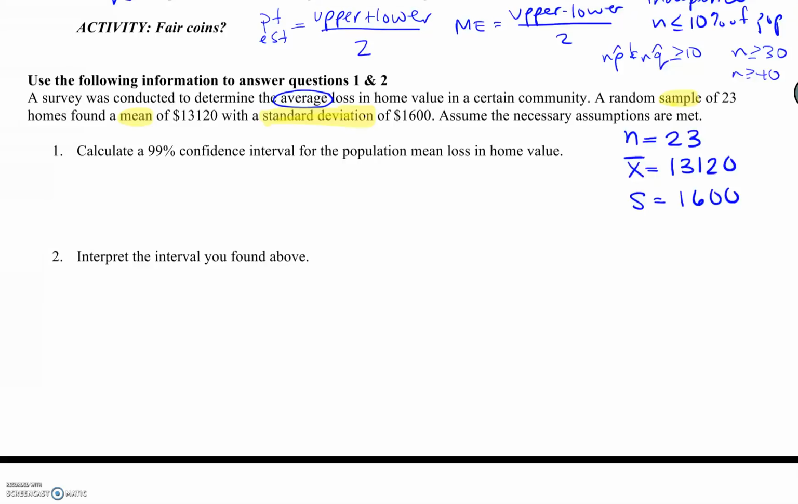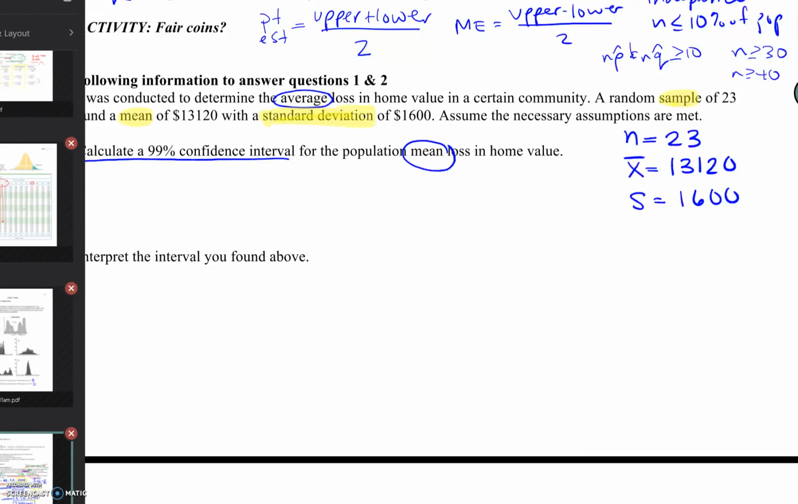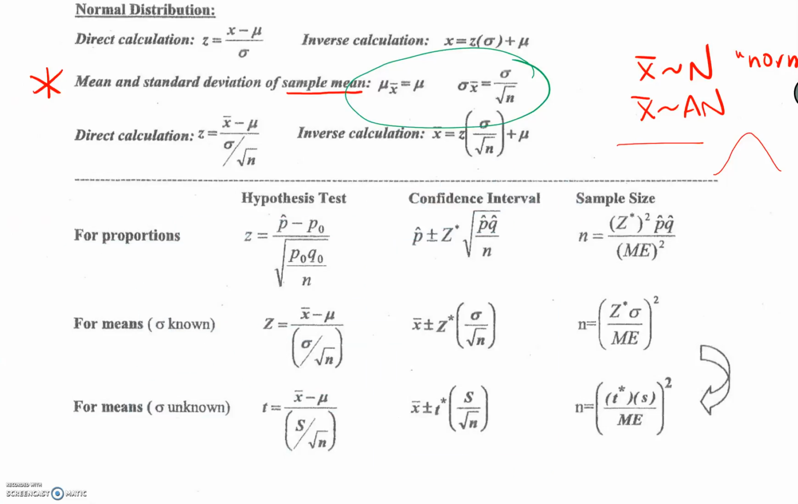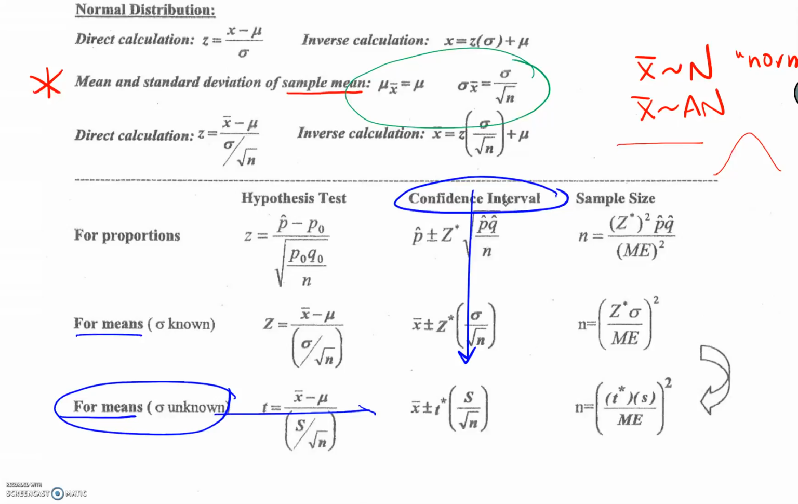So it says, assume the necessary assumptions are met, all that stuff I was talking about up there. And then it says, let's go ahead and calculate a 99% confidence interval for our mean. So if we were people without the calculator, or even with the calculator, you might use the table or the formula sheet to let you see what you need to do. We want to calculate a confidence interval for a mean, and we don't have sigma, we have S. This is the formula we want to use. We want to make an interval with a T.